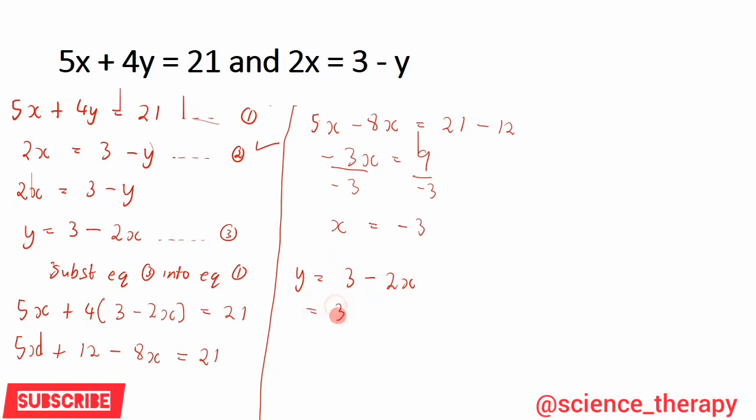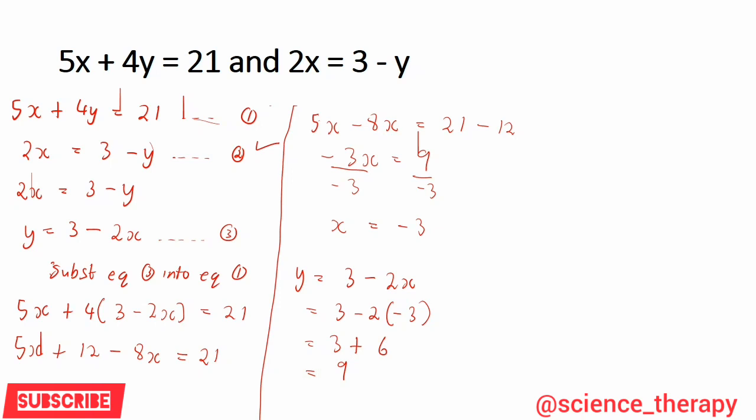But now since we have the value for x, in the place of x we substitute that negative 3, right? So we have 3, negative 2 times negative 3, that gives us positive 6. So now we have 3 plus 6, that gives us 9. So you have solved for x and y simultaneously.